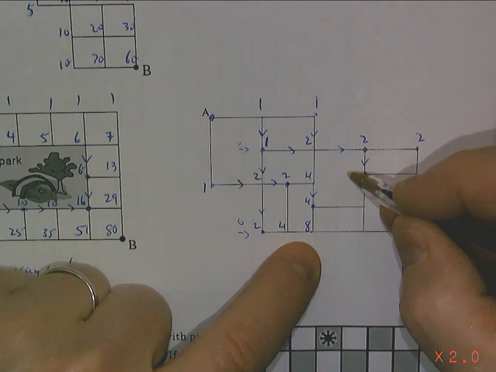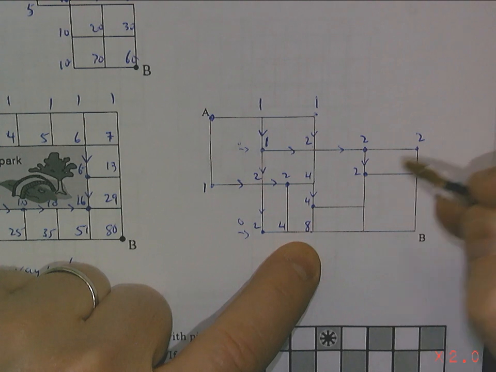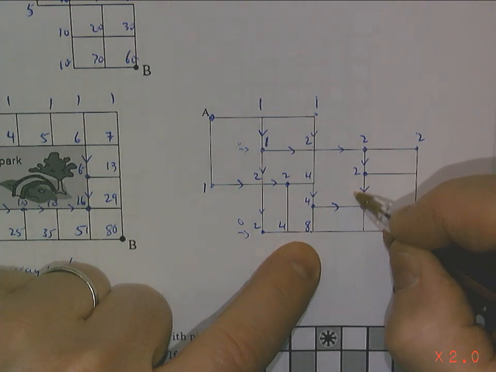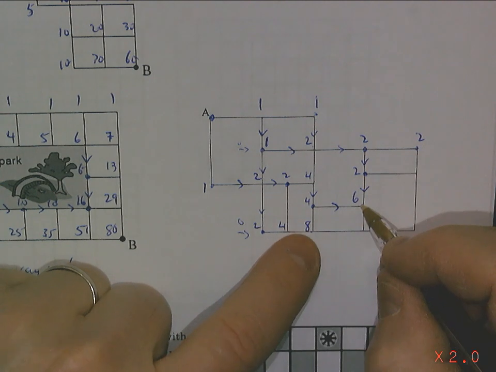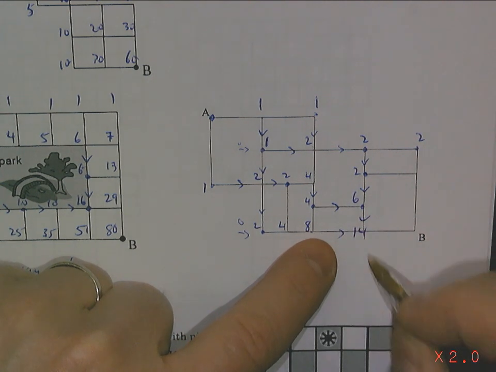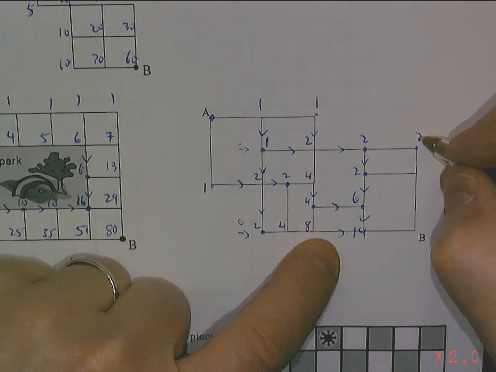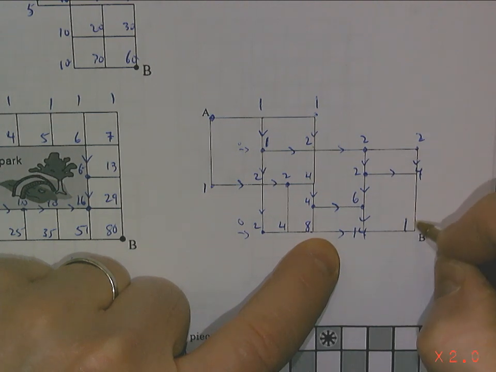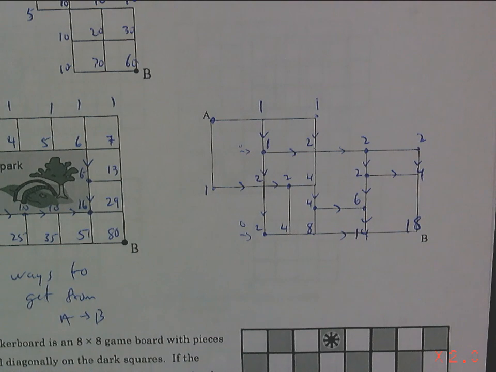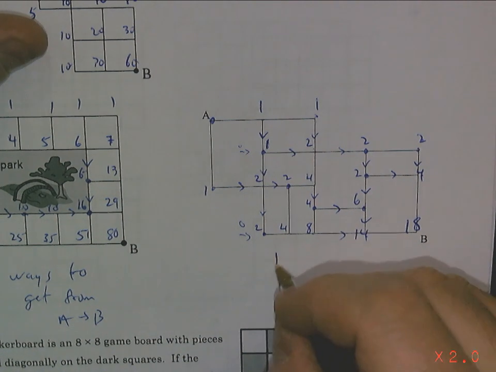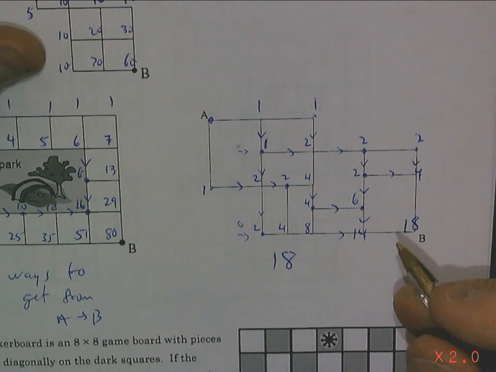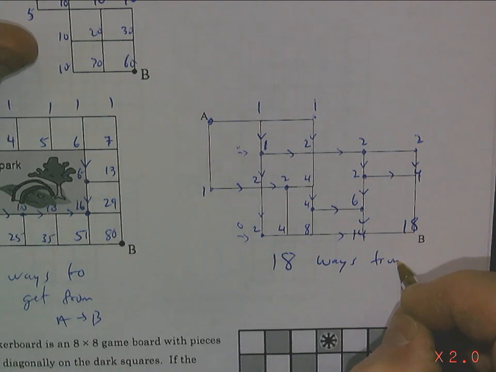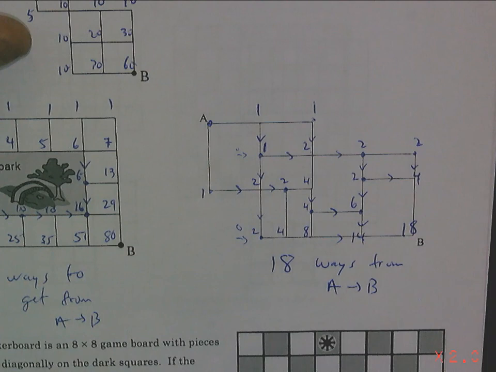Well, 2 from the top, nothing from the side, that's a 2. This one, 2 from here, 4 from there, that's a 6. 6 from there, 8 from there, that's a 14. 2 from here, 2 from here, 4, and then 4 and 14, 18. Try it again, even hide it, draw it again, do it. 18 ways from A to B.